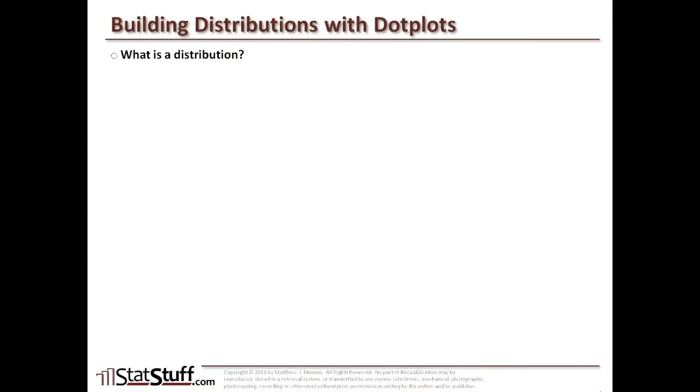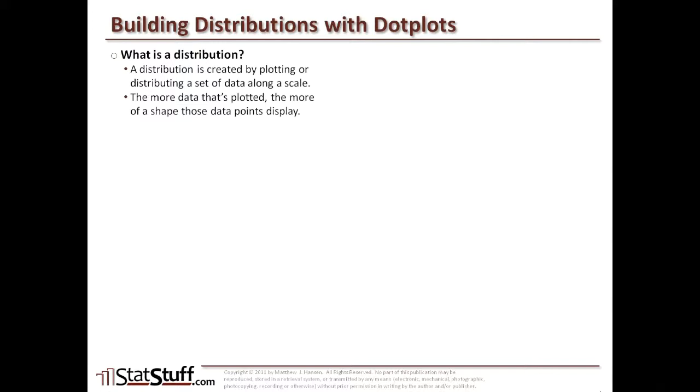Well, a distribution is created by plotting or distributing a set of data along some sort of numerical scale. Distributions are only going to be built off of using a continuous value, not a discrete value. Then the more data that's plotted on that scale, the more of a shape those data points will display, or you'll start to see some shape developing from those data points.